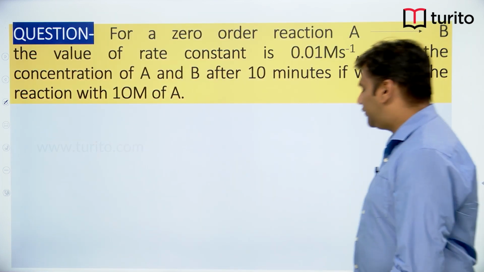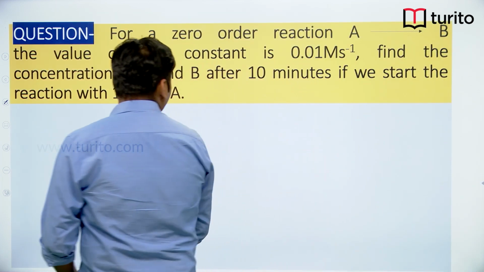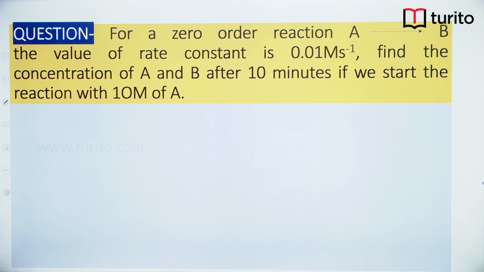Okay. So, let us take one question. For a zero order reaction A changing into B, the value of the rate constant has been given to us. Find the concentration of A and B after 10 minutes if we start the reaction with, say, 10 molar of A. Just solve this question.